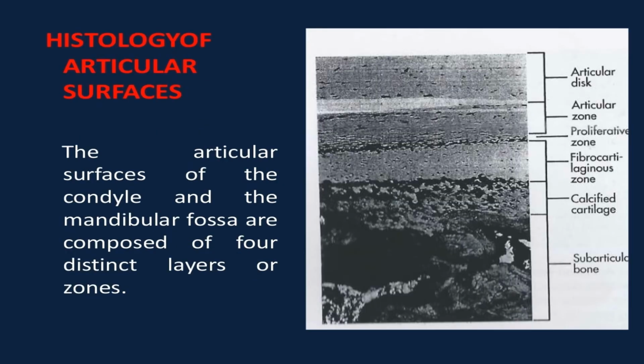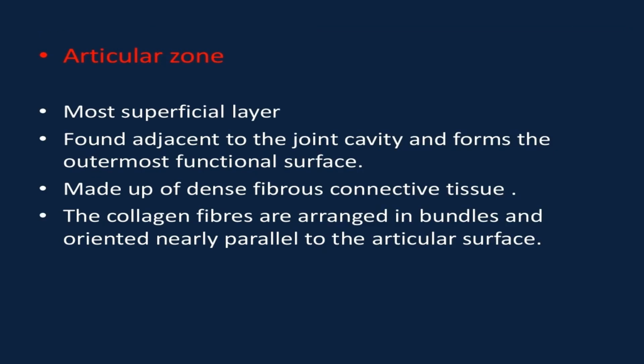30. Histology of articular surfaces. The articular surfaces of the condyle and the mandibular fossa are composed of 4 distinct layers or zones. 31. Articular zone: the most superficial layer, found adjacent to the joint cavity, which forms the outermost functional surface. It is made up of dense fibrous connective tissue.